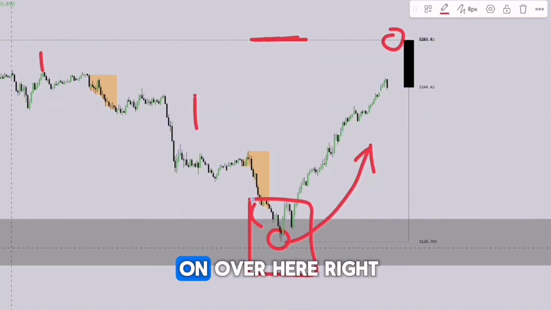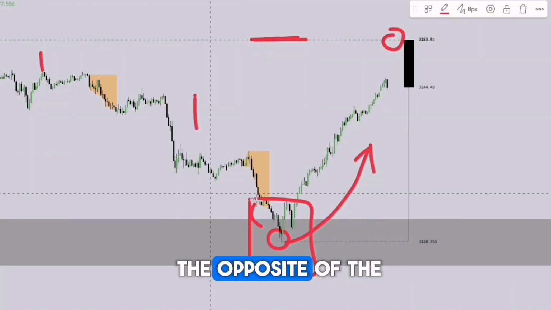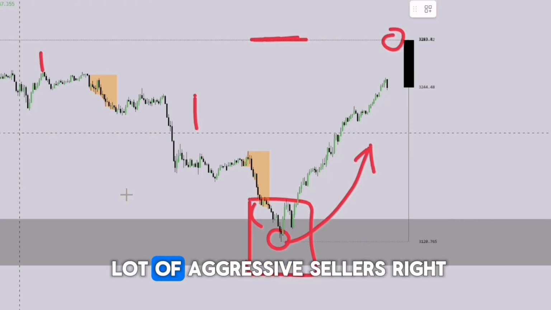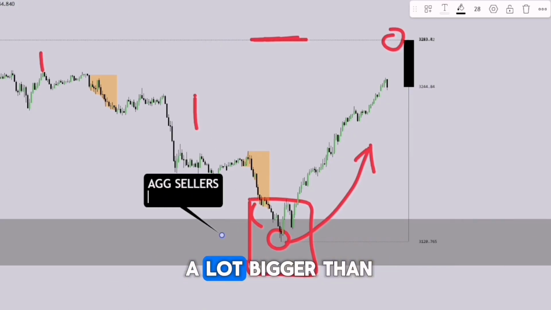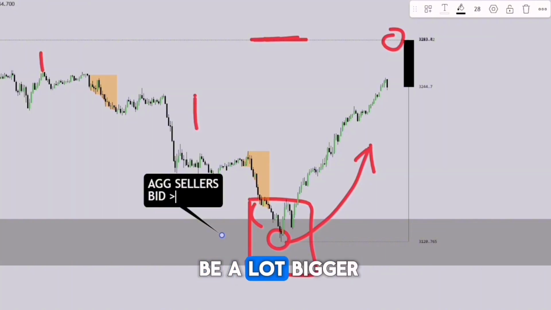So again, what's going on over here, right? So over here is the opposite of the sell trade. So we see a lot of aggressive sellers, right? So here you're going to see the bid be a lot bigger than the ask, right? The bid is going to be a lot bigger than the ask.